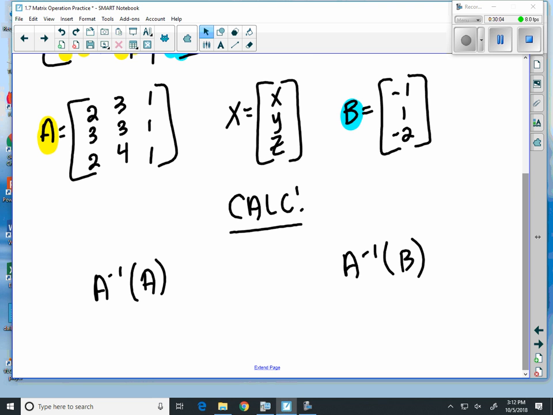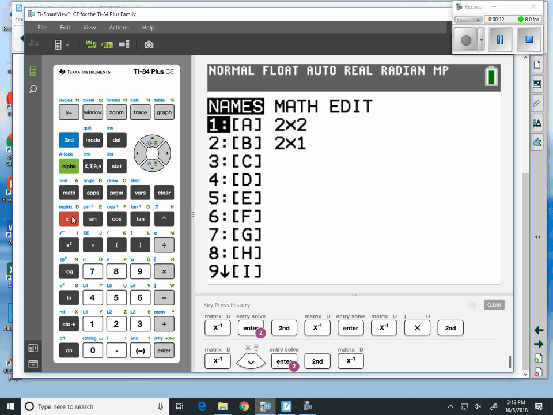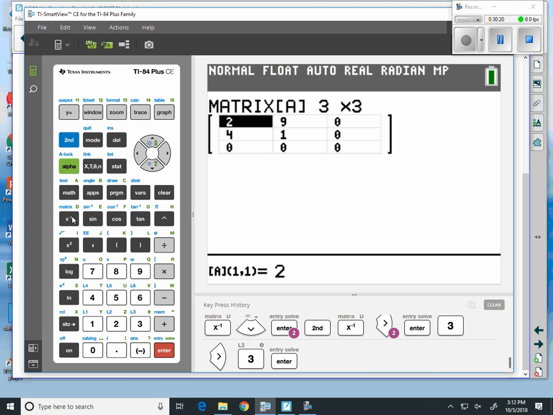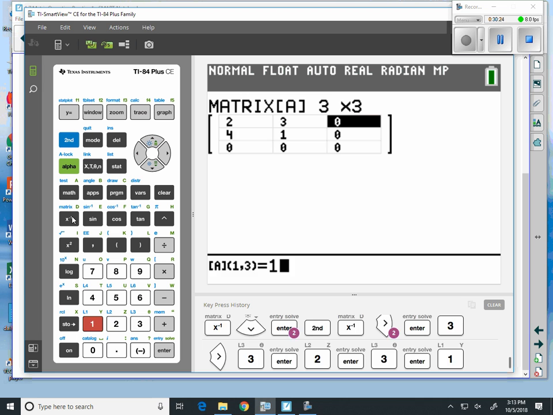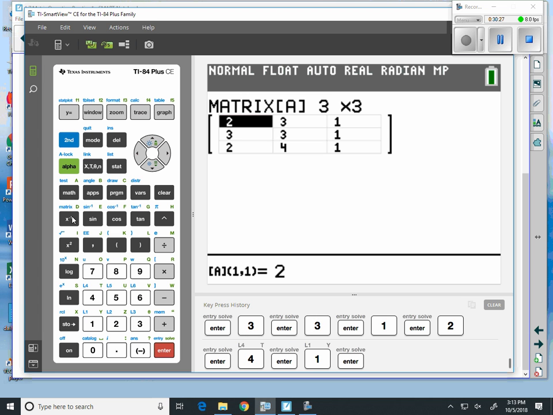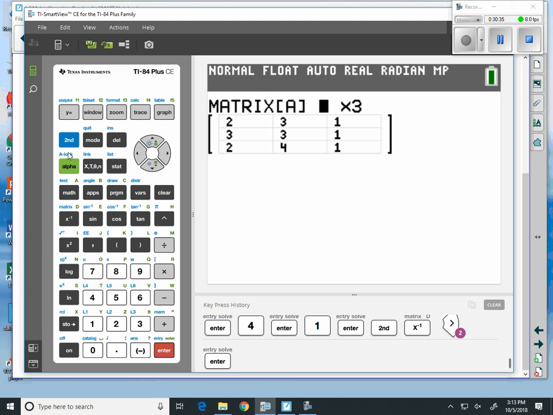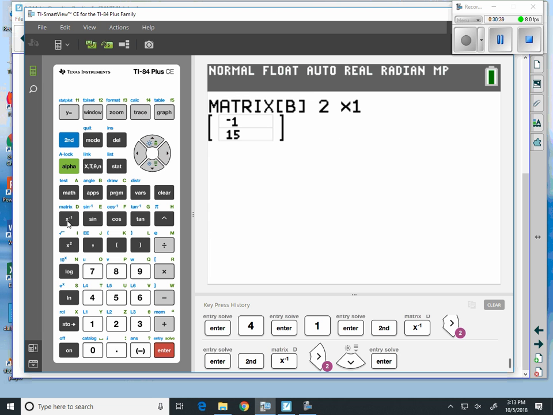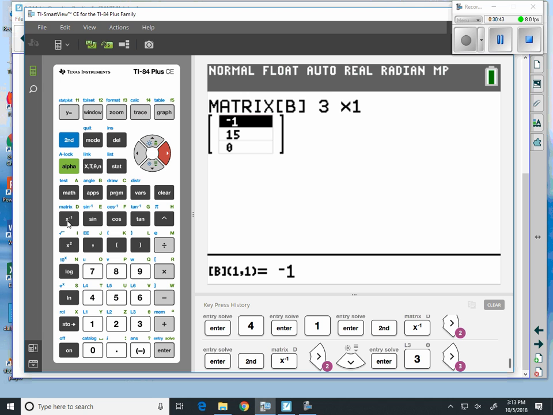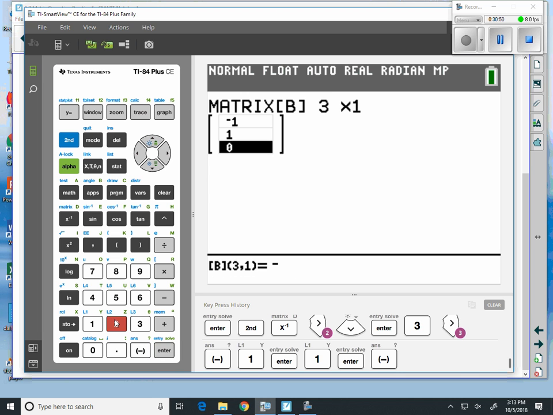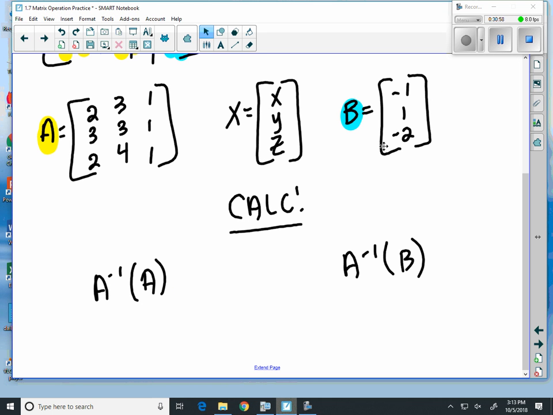We're going to input our matrix. So go into second matrix. Mine already has A in there, but I'm going to go ahead and just edit that. And we're now working with a 3 by 3. So we're going to put our numbers in. And then we'll input matrix B. I'm going to go ahead and edit that. Matrix B. We want a 3 by 1. And our matrix B is -1, 1, and -2. So again, those two matrices came from right here, matrix A, matrix B.